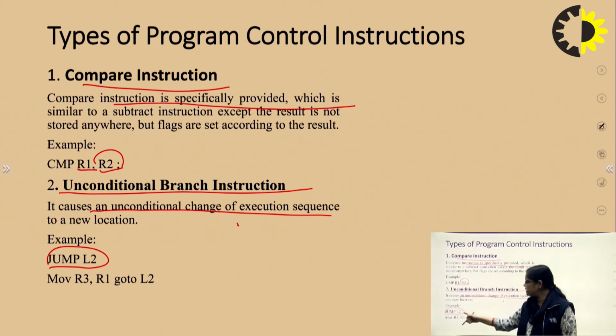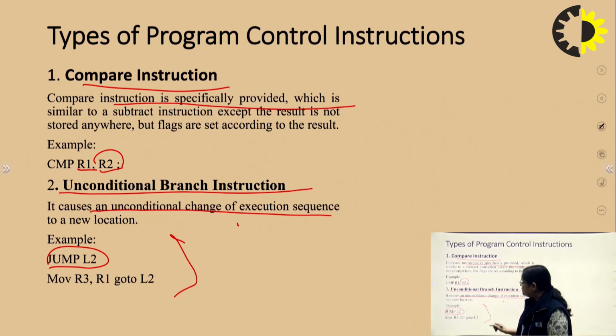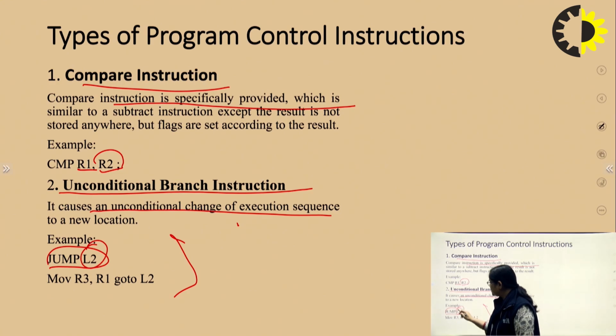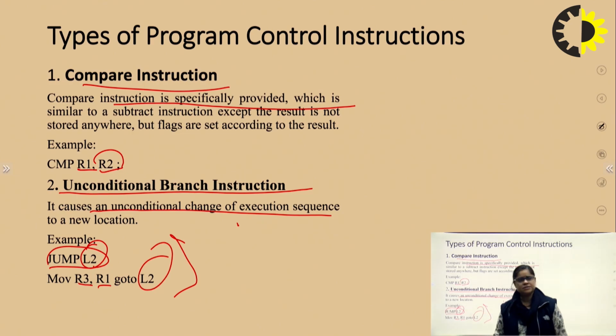If I am saying jump L2, it means that move R3 R1 and go to L2, right? What does it mean? It means that the program counter, or the program, is jumping to L2, and the data in the registers R3 and R1 are just moving towards this L2, right? So it means that it is an unconditional branch instruction.